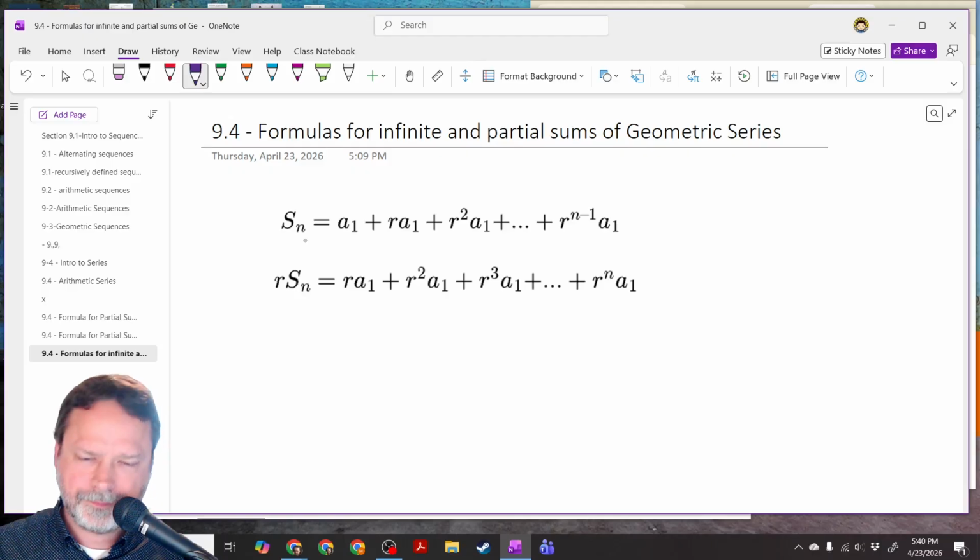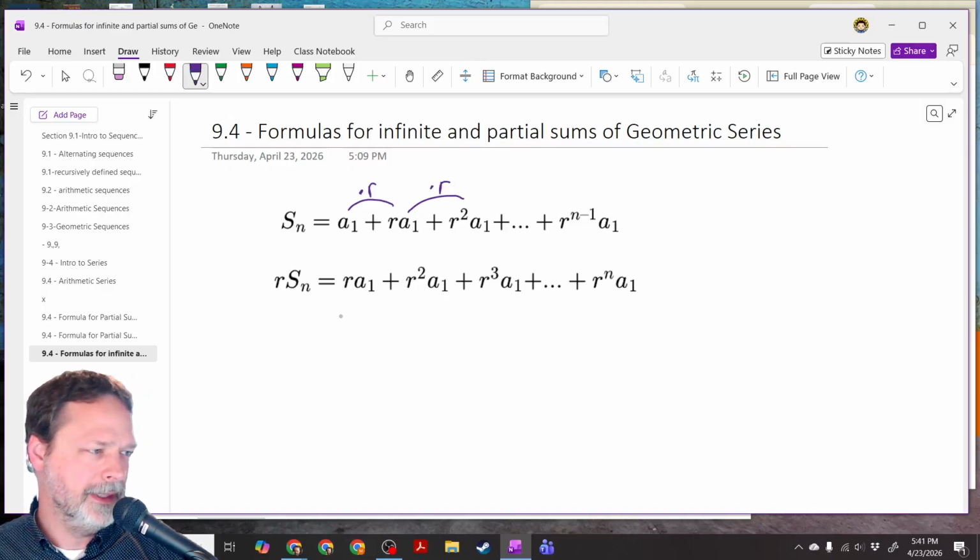So, S sub n equals a sub 1 plus r times a sub 1 plus r squared times a sub 1, and so on and so forth, till we get to r to the n minus 1 times a sub 1. That is going to be in terms of a general geometric sequence. And we know this because we divide any two terms and we get a common ratio, in this case r times r times r times r, and so on and so forth.